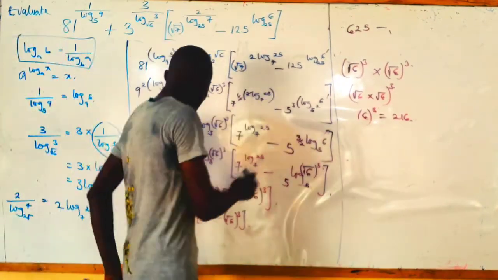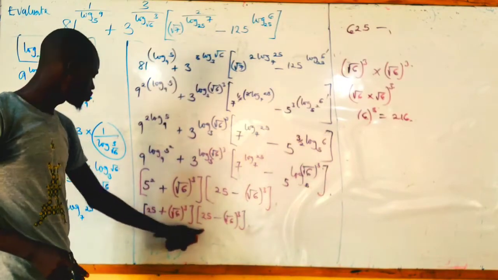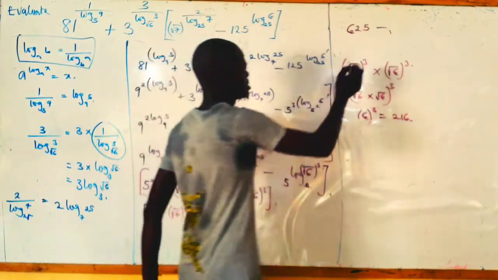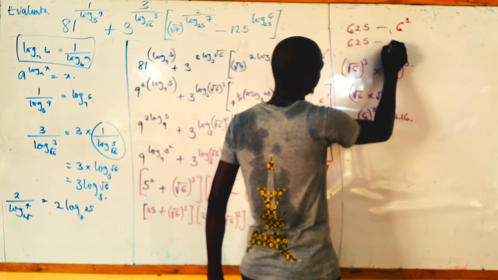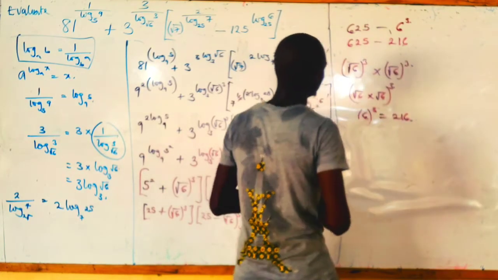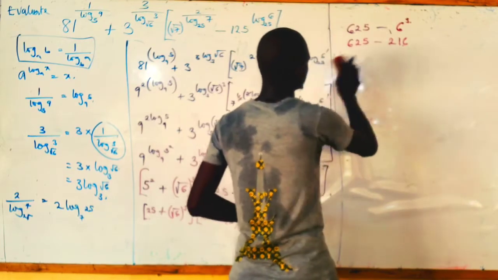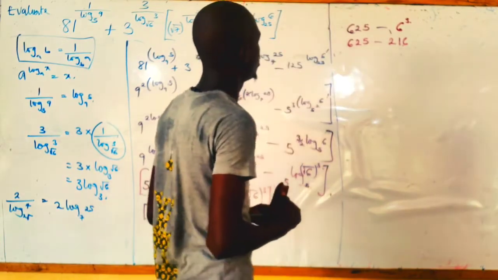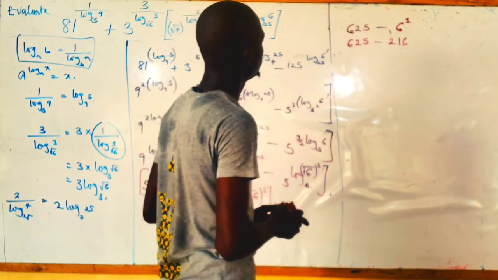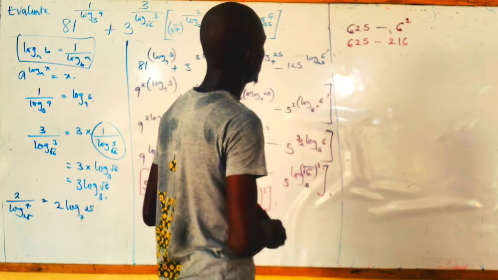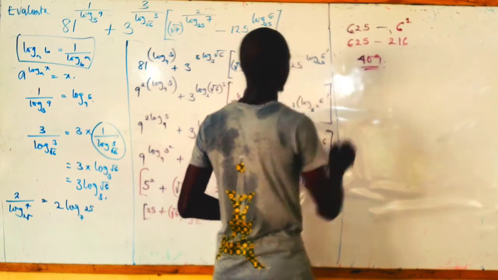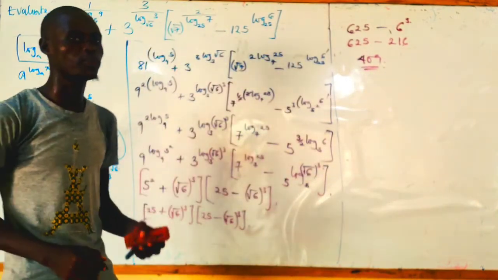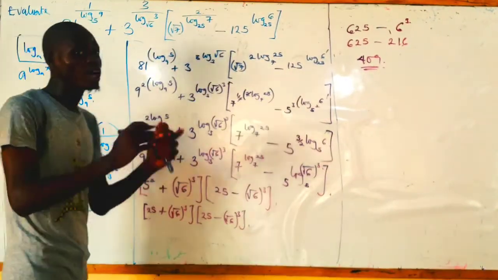Now, in that case, I can simply solve by using this. I have 25 times 25 is 625. This times this is simply 6 raised to the power 3, which is 625 minus 216. 625 minus 216 is going to give us, I have this minus this will be equal to 409. That's the solution to the problem. See that it is quite easy.